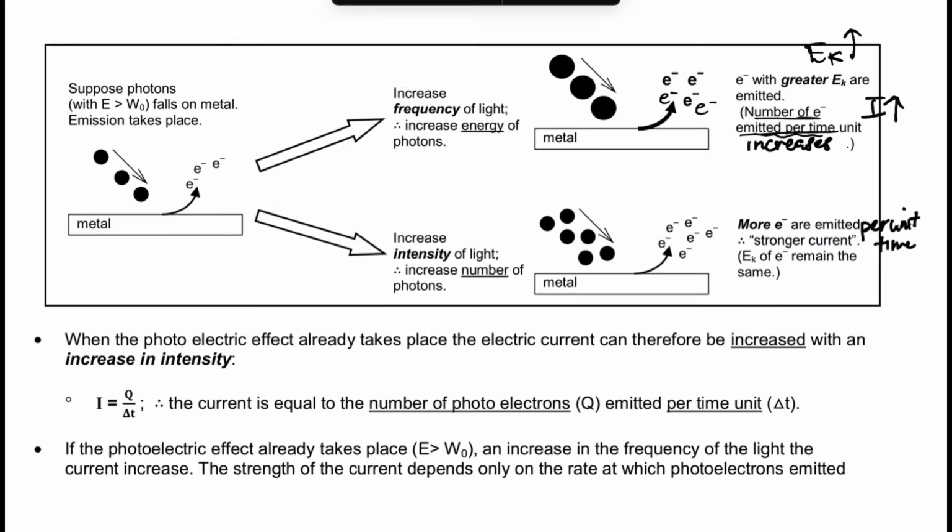Now let's look at the scenario where we increase the intensity. When we talk about the intensity, we talk about the brightness, right? The brightness is the power of the light. So when we increase the intensity of the light, we increase the number of photons. Very important. The number of photons increases. Look at the photons that we had, and look at the photons that we have now.